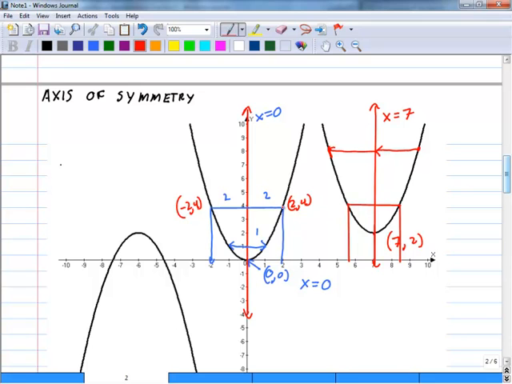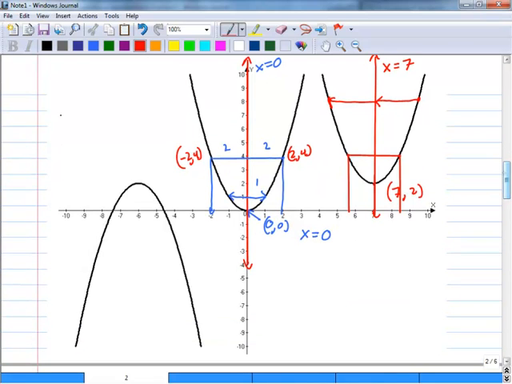Notice that the y values are the same. They're on this horizontal line. The x's are different, and I went 2 units from the axis of symmetry to the right to get to this one, so I'll go 2 units to the left, and if I go 2 units to the left, it's just because this is on the origin, it happens to be at -2.